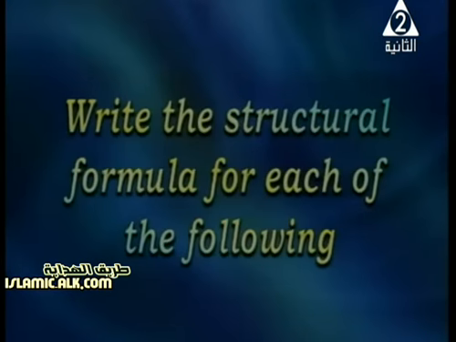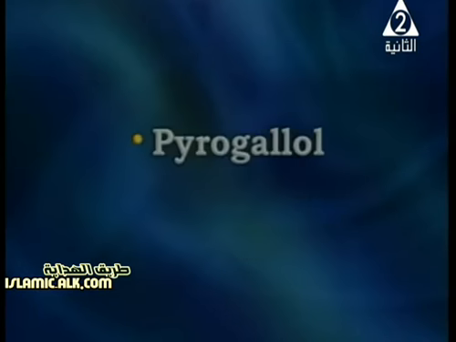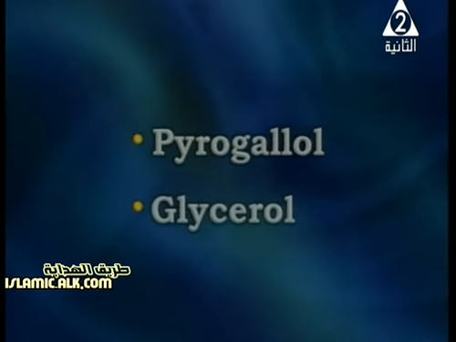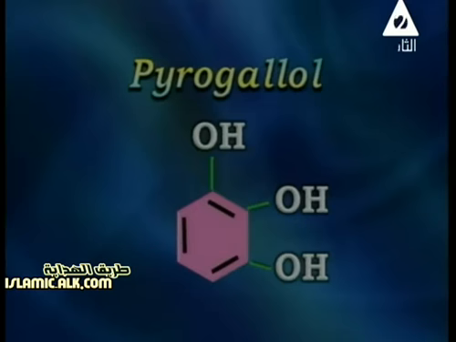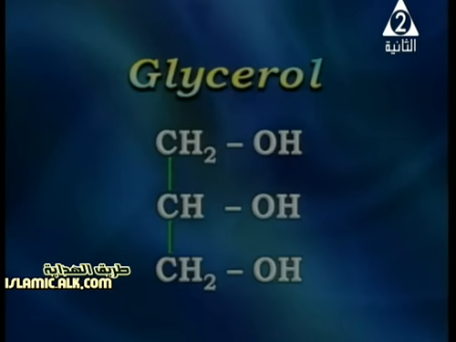The next type of question, my dear student, write the structure formula for each of the following: pyrogallol, glycerol. Here, pyrogallol, as shown on the screen, is a benzene ring attached to 3 hydroxyl groups. Glycerol, as shown on the screen, has 3 carbon atoms attached to 3 hydroxyl groups.